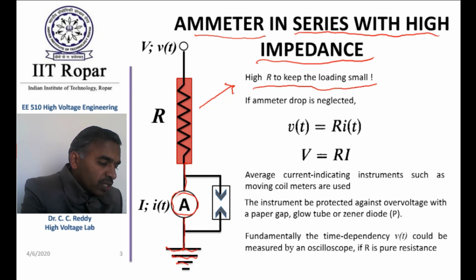As you know, the internal resistance of the ammeter is very small, so the ammeter drop is neglected. So simply the relationship: the terminal voltage V of t is R into I of t. I of t passes through this. This is also the same and this is also the same. So current in this branch is neglected, I equal to 0.